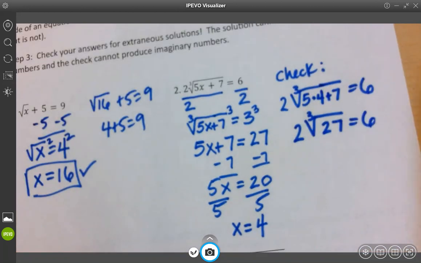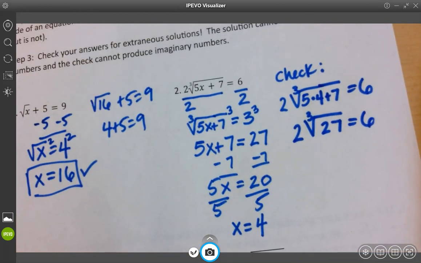All right, cube root of 27. Did anybody do that in their head, cube root of 27? It is 3. That's good because 3 times 3 times 3 is 27.